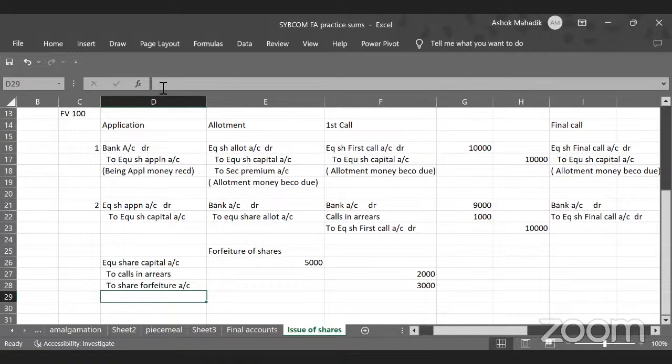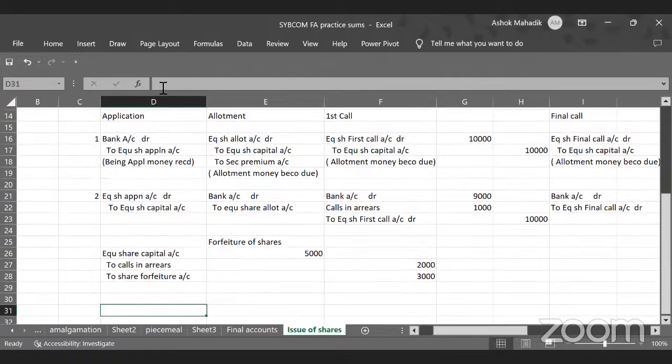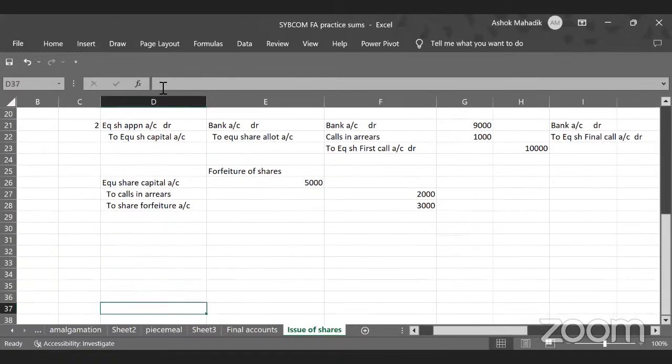Clear, students? Just keep it simple. Whenever shares are forfeited, we are cancelling share capital. Share capital always has a credit balance, so we will debit it now. So equity share capital account debit. To calls in arrears, we are cancelling our right to collect those arrears from that member. What about those 3,000? Now that belongs to the company. We need not repay that person. So it is kind of a reserve. Share forfeiture account is kind of a reserve for us. Clear? So this is the only entry for share forfeiture. Now, when you cancel shares, it will reduce your share capital, isn't it?